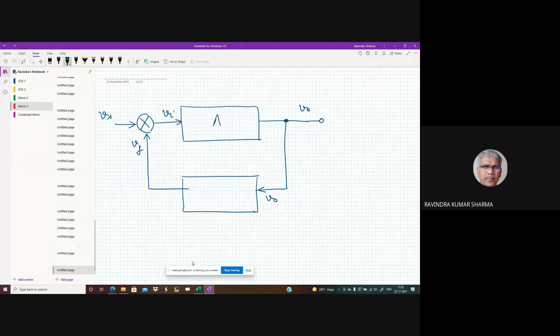Here you have the voltage gain A, here you have feedback ratio beta. So A will be V naught by Vi. Beta will be Vf over Vo. Is that correct? Yes, sir. Okay. Having noted this, you can also write that Vi is Vs minus Vf.